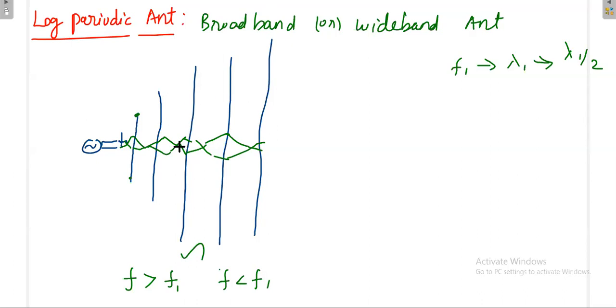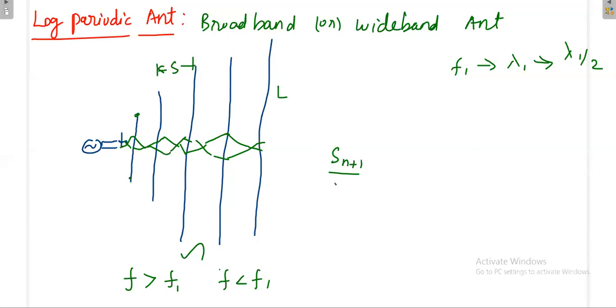Then what is the design procedure? S is called the spacing between the antennas. L means length of the antenna, and R means range of the antenna. From the beginning, how far your antenna is, that is R. So you have to follow this procedure always.